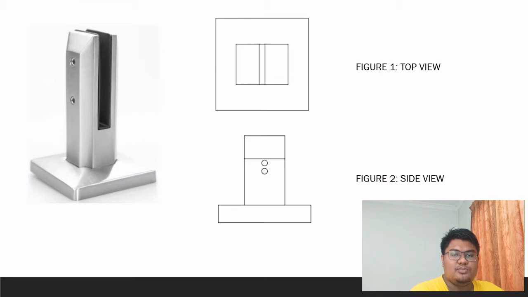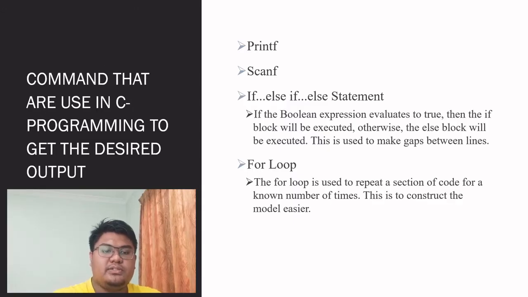As we have chosen model number 2, I have drawn the orthographic view for the model, where figure 1 is the top view and figure 2 is the side view. The commands that I use in C programming to get the desired output, as we can see here, are the printf command, the scanf, and we have also used the if else statement.